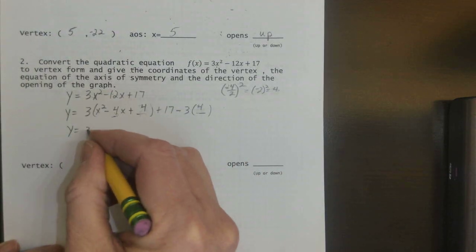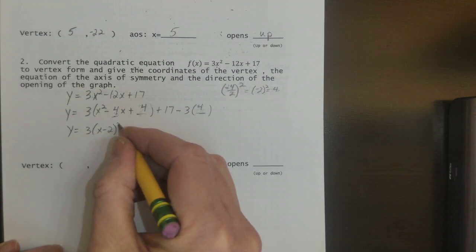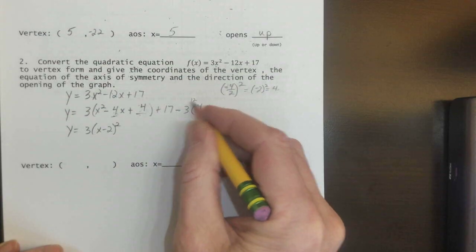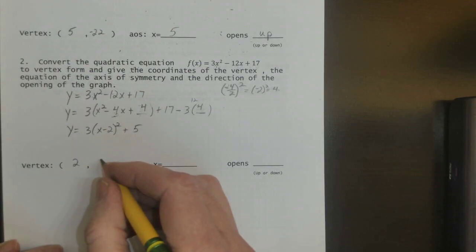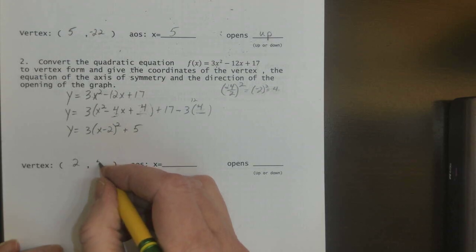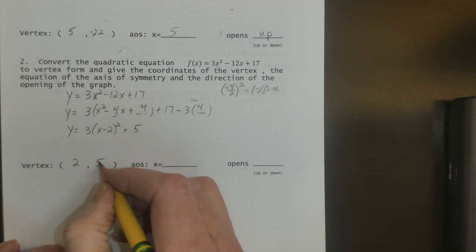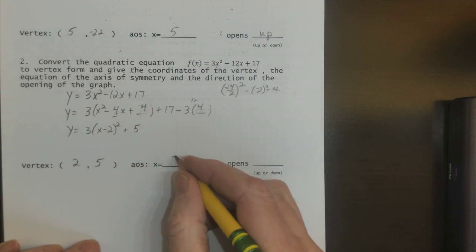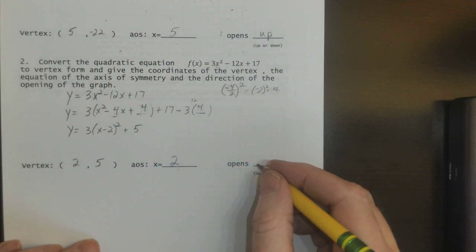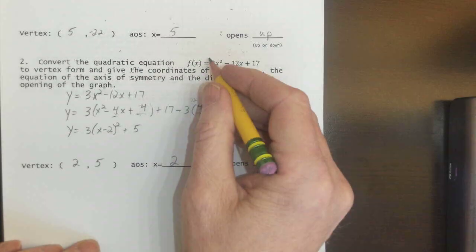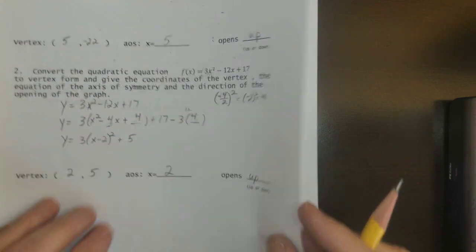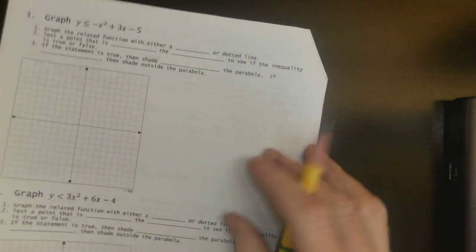And y equals 3 times x minus 2 squared. This is 12. 17 minus 12, that's 5. So I'll put 2 here, and for the x coordinate, always go opposite, and 5 here. The axis of symmetry is x equals 2. This one also opens up. Alright, if I have a negative coefficient, it would open down. I just neglected to put one of those in the practice test. This one would open down.